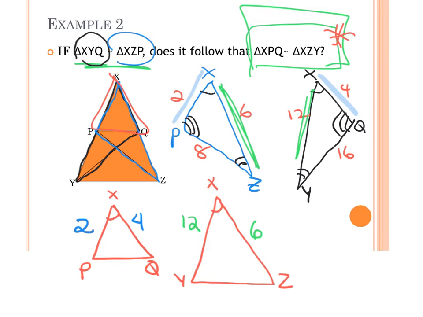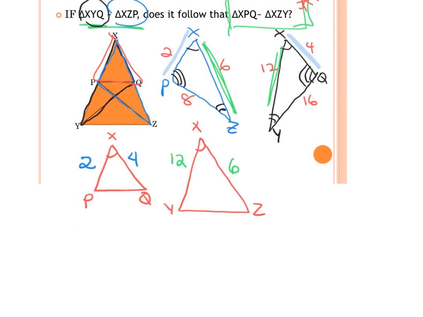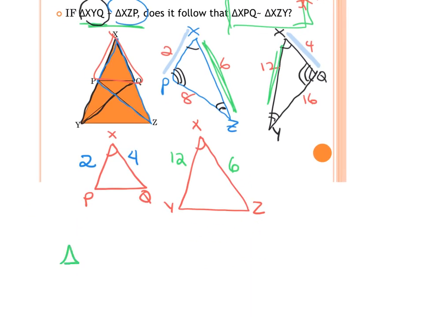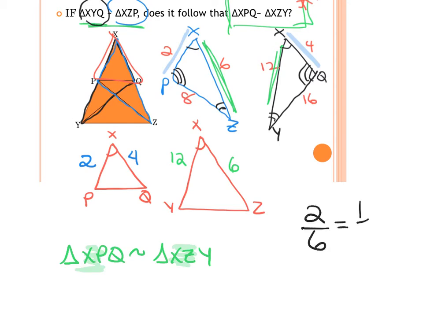They're asking me, is triangle XPQ similar to XZY? So now what I'm going to do is match sides. Notice XP is going to match with XZ. So XP is 2, XZ is 6. This simplifies to 1/3.